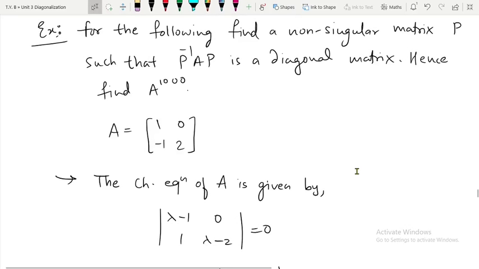Yeah, now let us go for the next example. So for the following matrix, we have to find a non-singular matrix P such that P inverse AP is a diagonal matrix. It means it is sure that this matrix is going to be diagonalizable, which you can easily see.